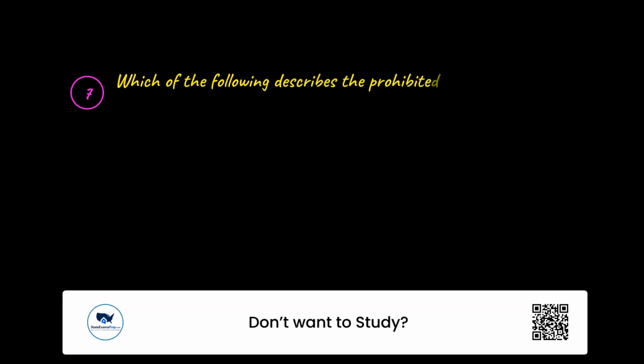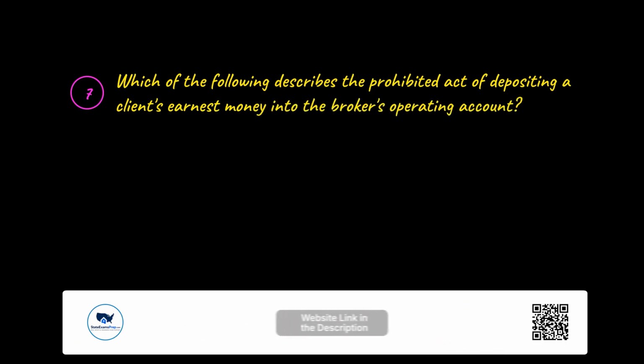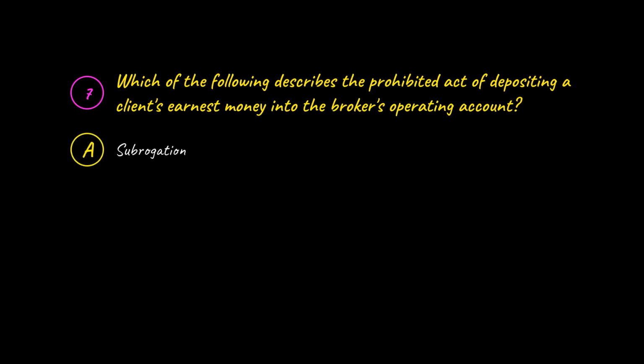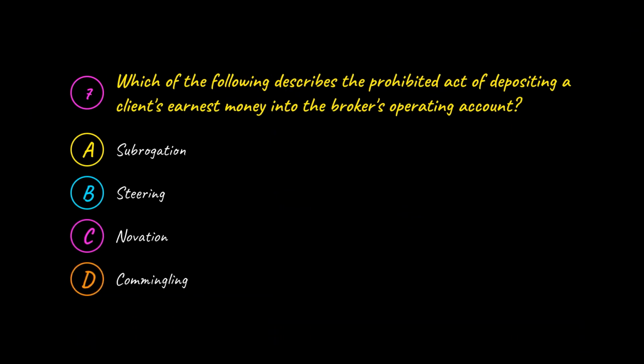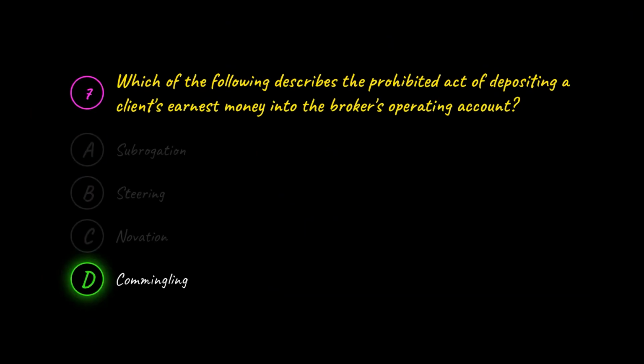Question 7. Which of the following describes the prohibited act of depositing a client's earnest money into the broker's operating account? Your options are: A. Subrogation, B. Steering, C. Novation, D. Commingling. Don't overthink it. Which one feels right? The correct answer is D. Commingling.